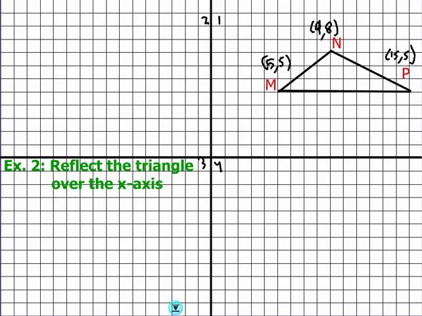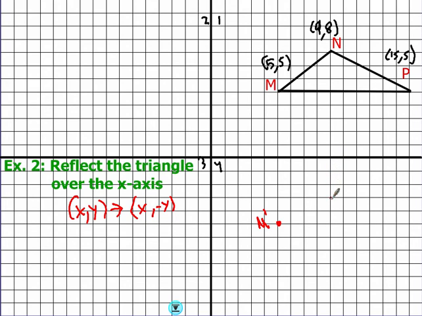It says, reflect this triangle over the x-axis. Okay, so I know I'm going to be flipping this down here, and this will give you a good idea of what this looks like. If M is at (5, 5), I know that my (x, y), since I'm going over the x, is going to become (x, negative y). So (5, 5) is going to go to (5, negative 5). So here's 5, 1, 2, 3, 4, 5. Okay, that's M prime. N is at (9, 8), so it's going to go to (9, negative 8).